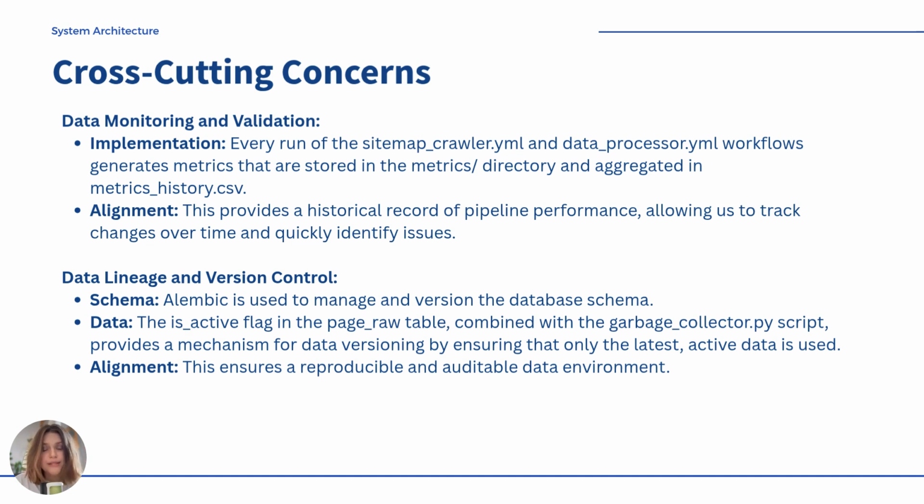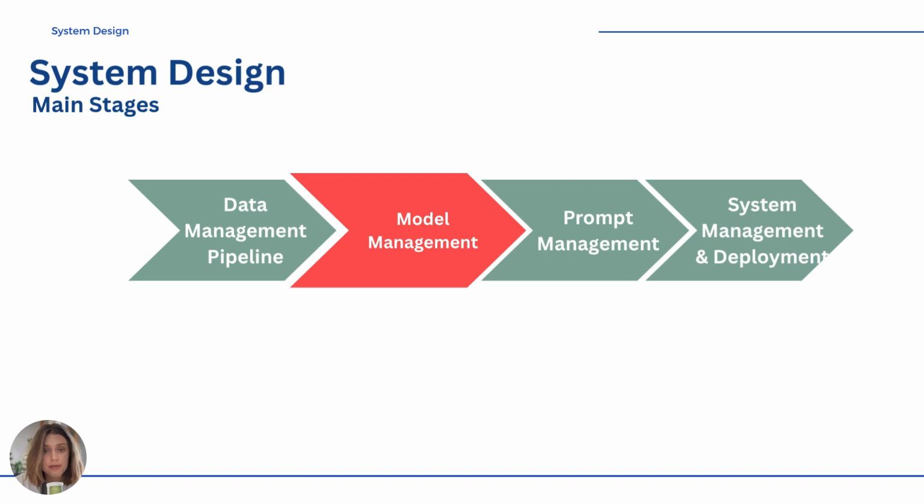And to close the data architecture section, we have two cross-cutting concerns. The first one is monitoring. Each sitemap and data processing run logs metrics into a historical record, helping track changes, spot anomalies, and quickly resolve any issues. And we have database versioning, which is achieved by using Alembic. We also use a Boolean is active flag, and together with the garbage collector, it ensures that only current and valid data is processed. These measures provide a reproducible and auditable data environment.